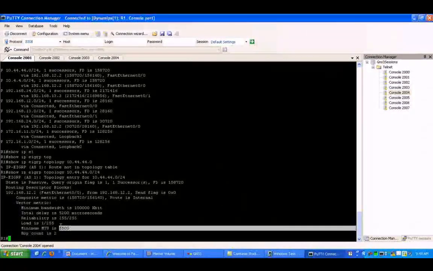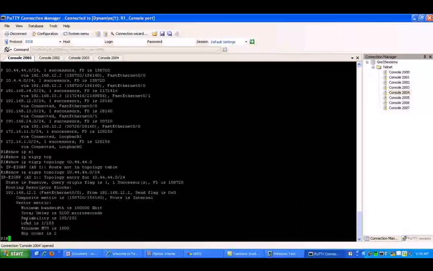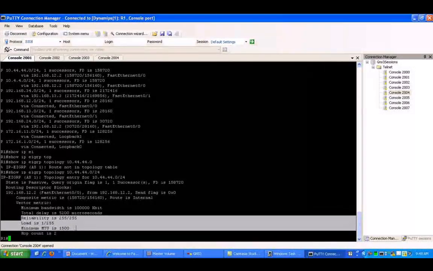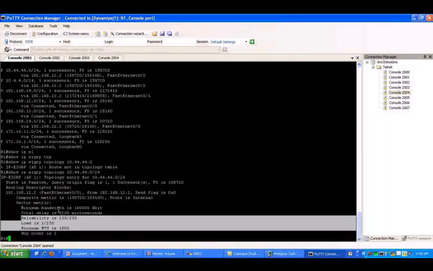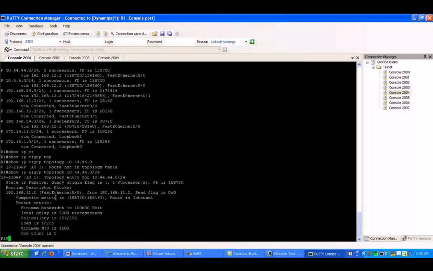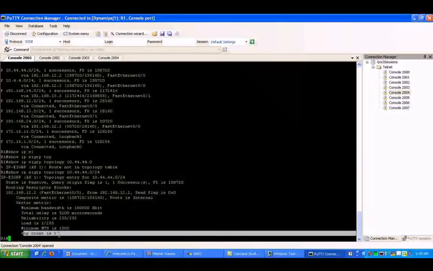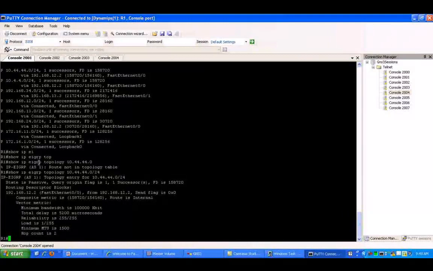It gives us the hop count, it gives us the MTU size, the load, reliability. These are the other metrics, the other K values, K2, K4, and K5, that we normally don't see EIGRP running by default. Reliability, load, and MTU. EIGRP is also a hybrid protocol. As you can see, it keeps track of hop count and uses bandwidth and delay as well. So that's why they call it a hybrid protocol.